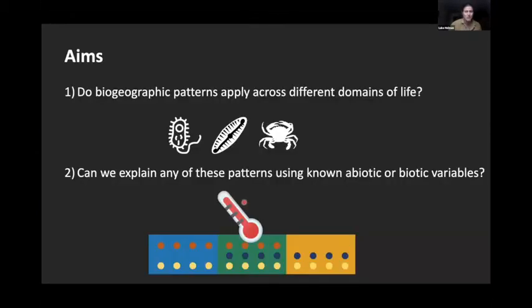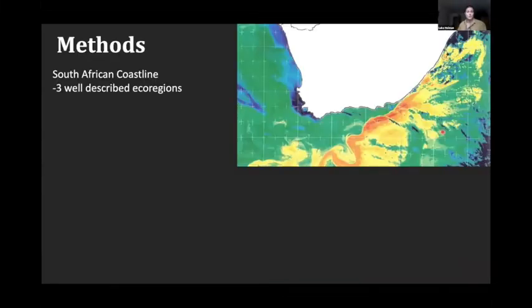So the aims for this work: I wanted to see if the biogeographic patterns that I observe apply across the different domains of life. And I was also interested to see if I could explain any of these patterns using what we know about the abiotic or the biotic conditions of the region. To do that, I went to South Africa, which has this amazing system with a very cold upwelling ecoregion on the west coast, a very warm system on the east coast, and an intermediate system on the south. There's been lots of work to think about these regions and how they relate to each other, so it's great for this kind of experiment.